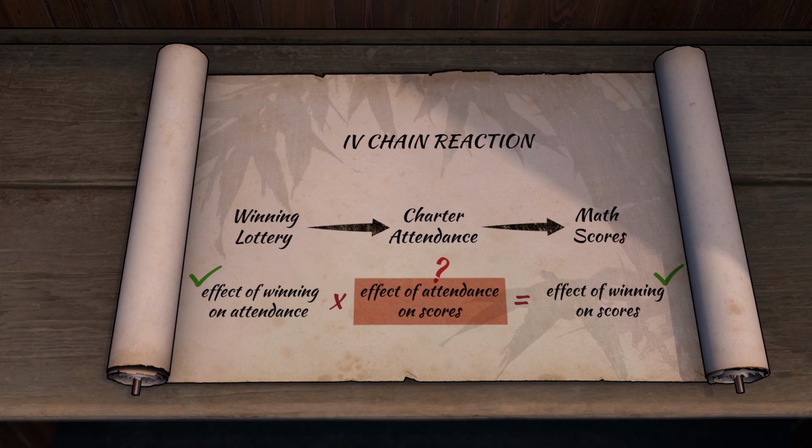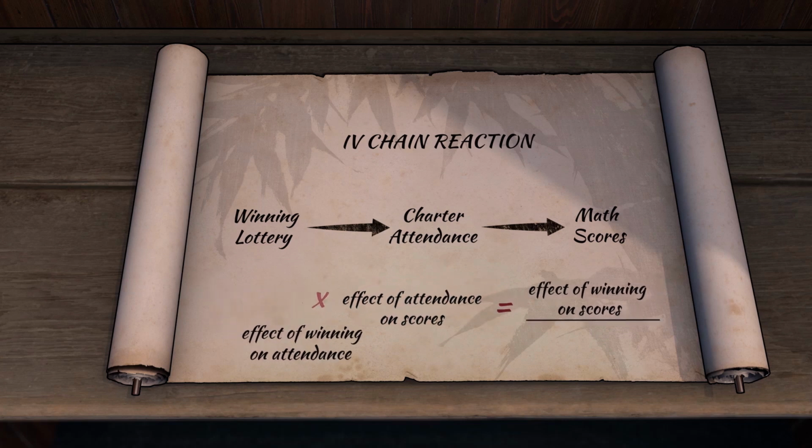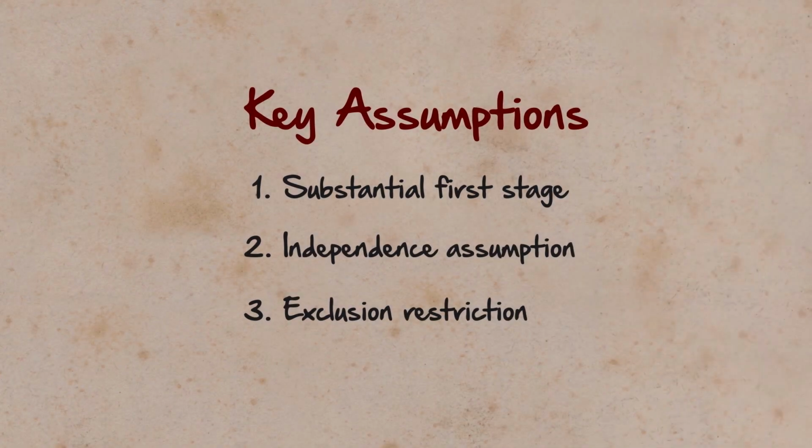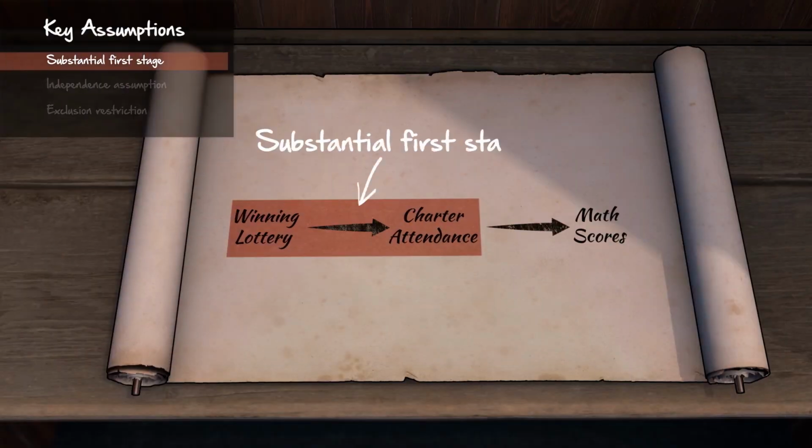Given some important assumptions we'll discuss shortly, we can find the effect of KIPP attendance by dividing the reduced form by the first stage. IV eliminates selection bias, but like all of our tools, the solution builds on a set of assumptions not to be taken for granted. First, there must be a substantial first stage. That is, the instrumental variable, winning or losing the lottery, must really change the variable whose effect we're interested in, here, KIPP attendance. In this case, the first stage is not really in doubt. Winning the lottery makes KIPP attendance much more likely.